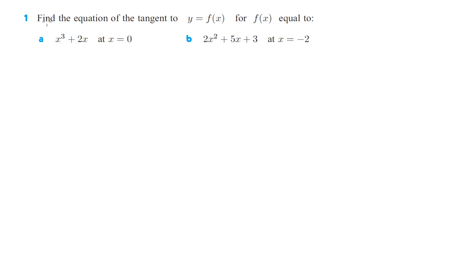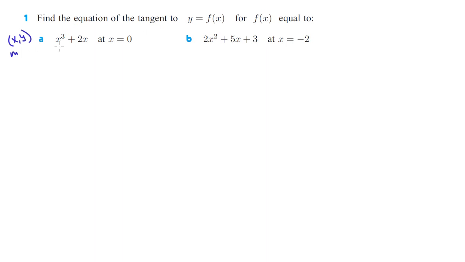Okay, so we start with number 1 here, 1A. Find the equation of the tangent to y equals f of x for f of x equaling this at x equals 0. So if you remember, in order to get the equation of a line, we really need three things. We need our x and our y, our tangent point, and we also need our slope. Okay, so we need these things, the point and the slope.